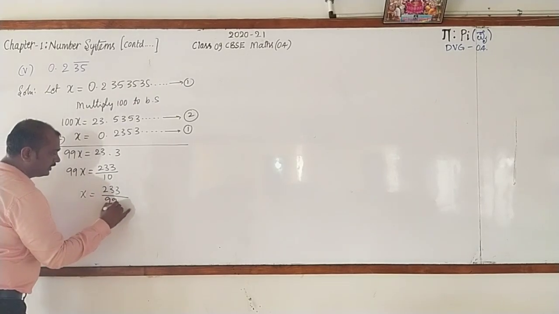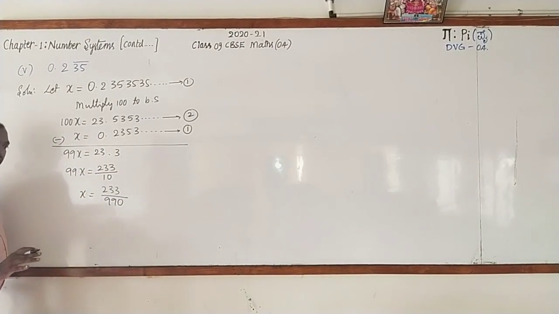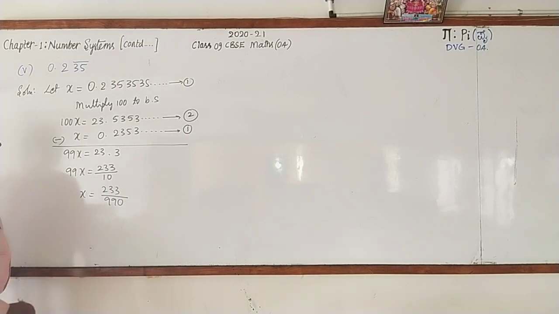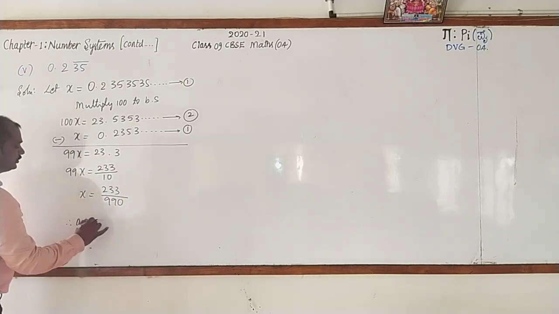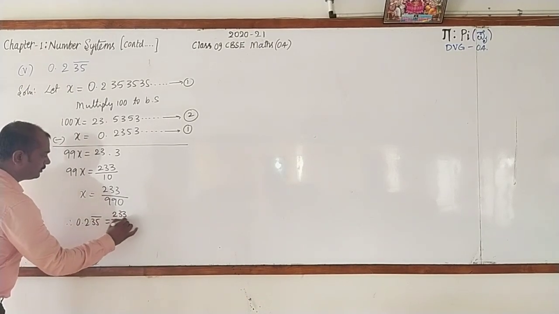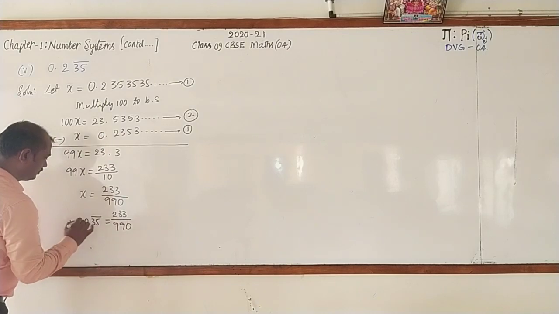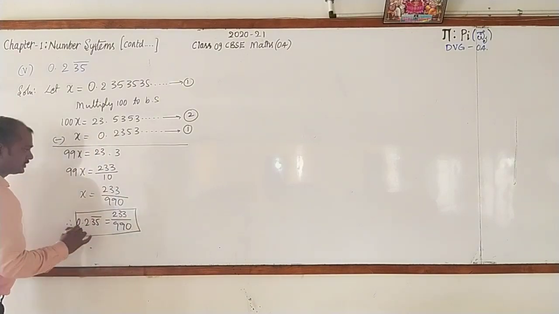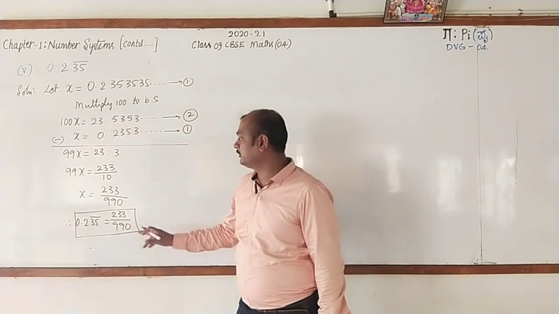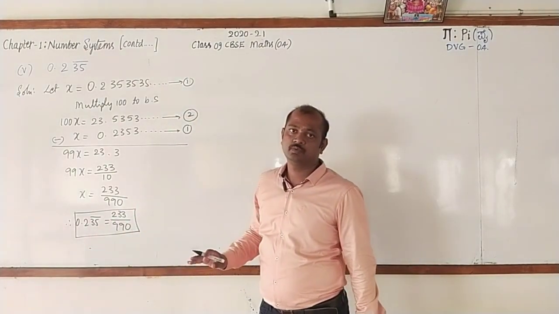That is 990. Clear? So x equal to 233 by 990. Therefore, the given number 0.235 bar is equal to 233 by 990. This is the method of expressing a mixed decimal in the form of P by Q.